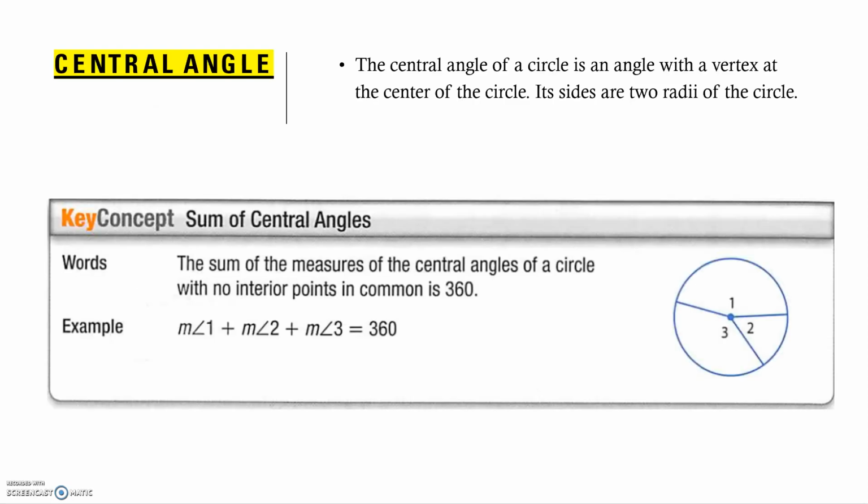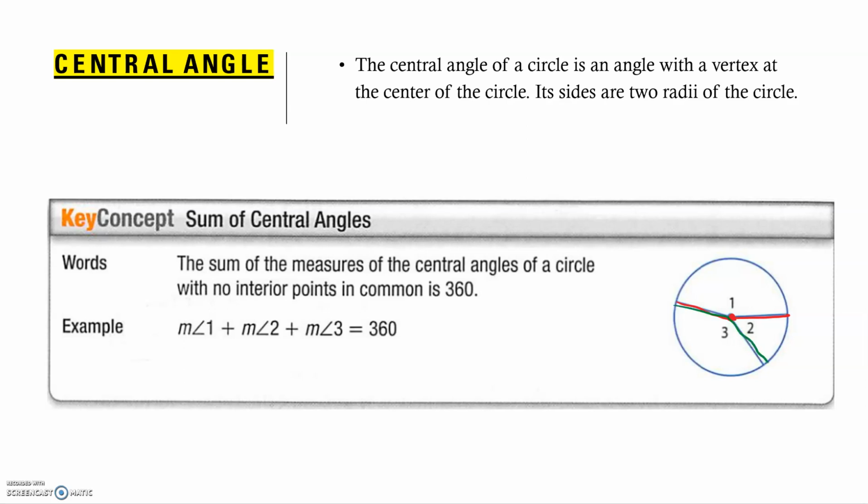So what is a central angle? The central angle of a circle is an angle with a vertex at the center of the circle, and its two sides are two radii of the circle. So in this picture, angle 1, angle 2, and angle 3 are all central angles. They all have a vertex at the center of the circle, and their two sides are radii.